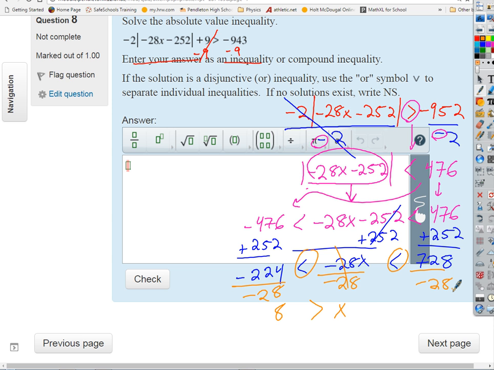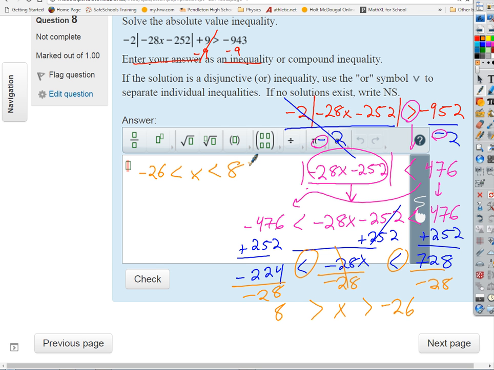Okay, so on the other side, we're going to flip the direction of the inequality. We get negative 26. So then we have to flip this whole thing around, right? Because when we write a compound inequality, we have to write the lesser value on the left and the greater value on the right. So it's going to end up being x is greater than negative 26 and less than 8. That's our answer.